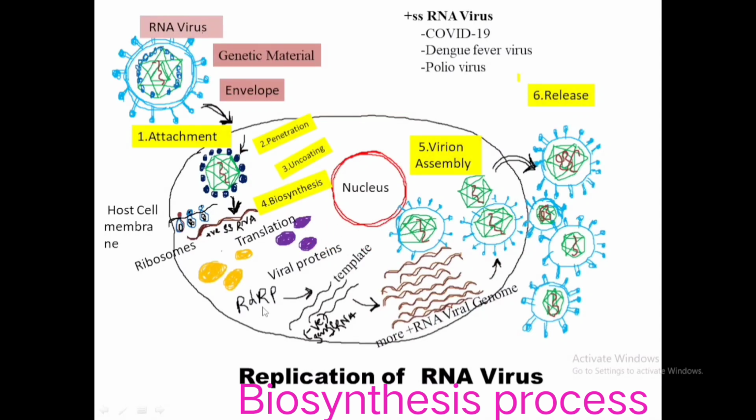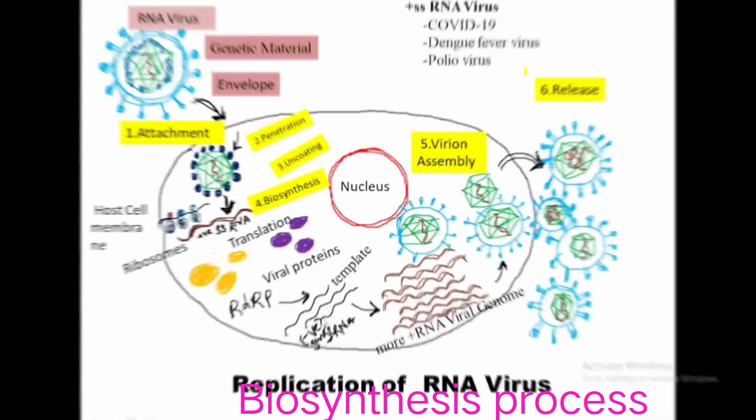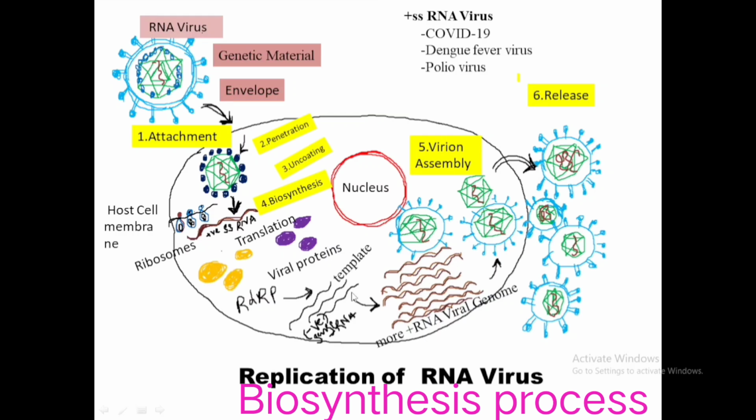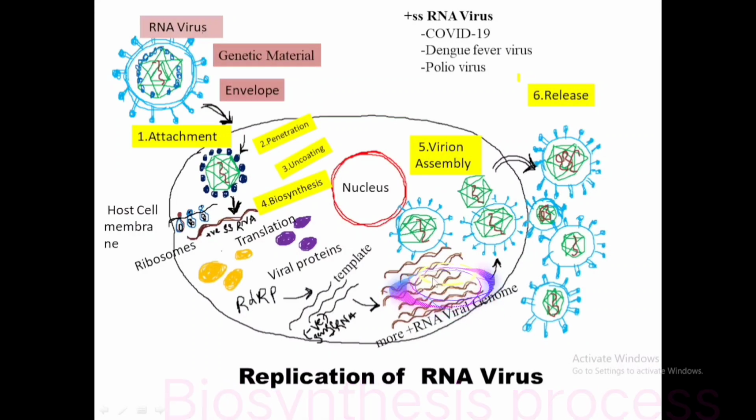The viral RNA dependent RNA polymerase uses this positive sense single stranded RNA as a template and makes complementary negative sense RNAs. These complementary negative sense RNAs act as a template for the formation of more positive sense viral genomes. These viral genomes are the genomes for progeny viruses. So this is the biosynthesis process.